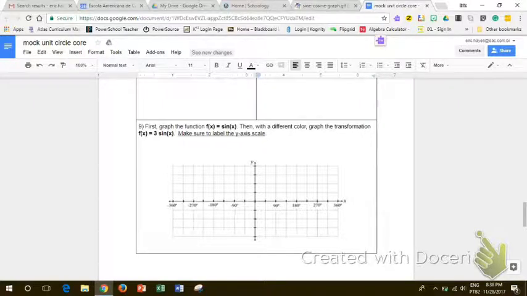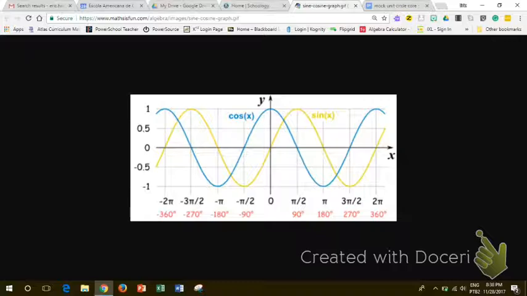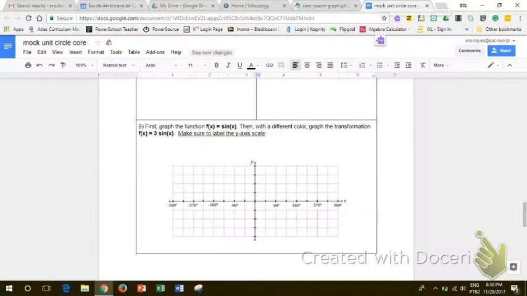Okay, so now let's look at our problem. What do we say about sine? We said that sine starts at 0. Okay, so here's the problem. First things first, we want to first graph the function.